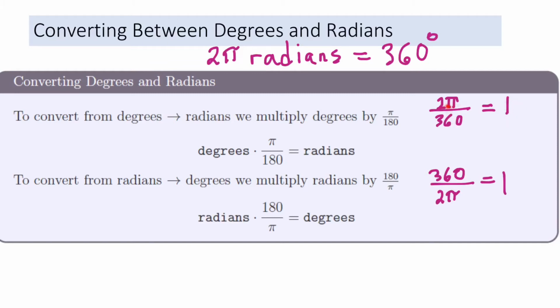If I reduce 2 pi over 360, I get pi over 180. If I reduce 360 over 2 pi, I get 180 over pi. If I want to convert from degrees to radians, I would want my degrees to cancel, and I'd be left with my radians. If I want to convert from radians to degrees, I would want my radians to cancel. That's how you know whether you're going to have the fraction oriented this way or this way. We're going to work on some of this next.